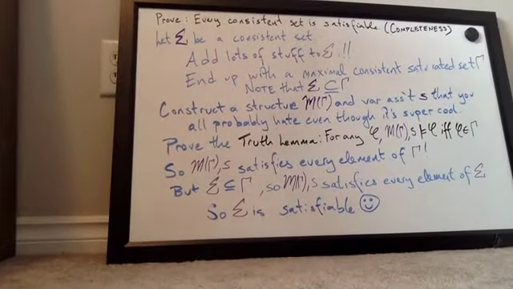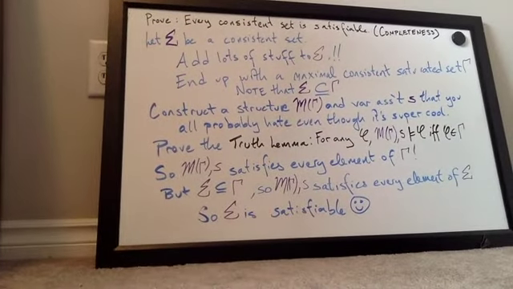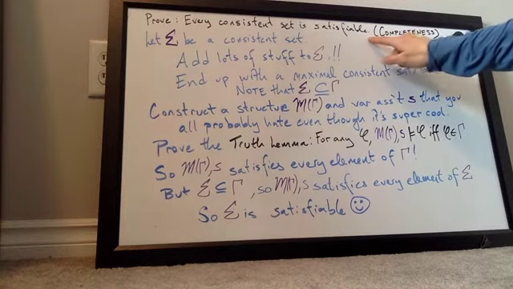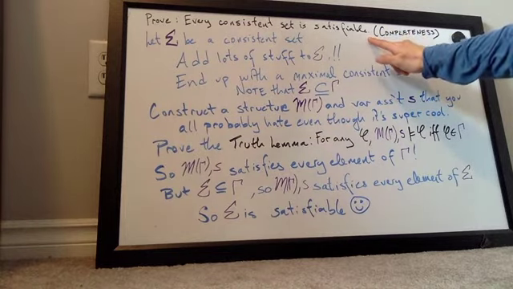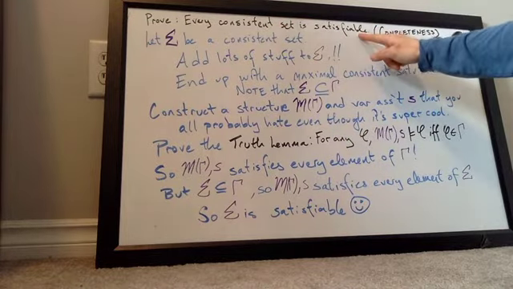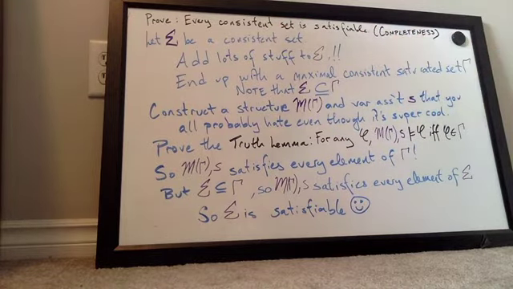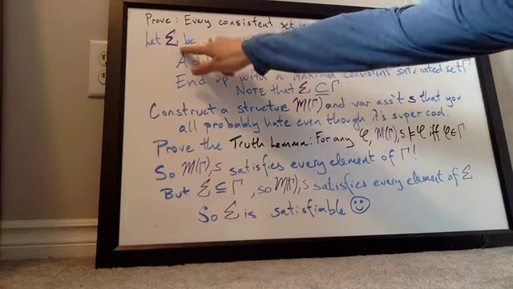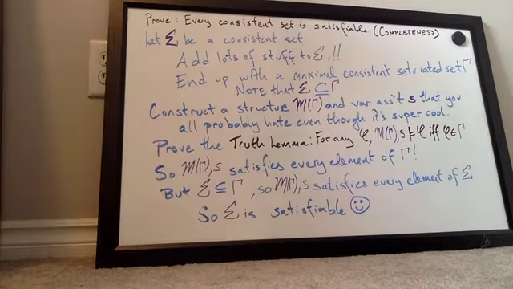Okay, and now we're going to come over to the board where we've got this proof. So just to recap, we had to prove that every consistent set is satisfiable. So if a set is consistent, then it's satisfiable, and that is one way to phrase the completeness theorem. We started out with sigma right here as a consistent set, and we wanted to show that it was satisfiable.